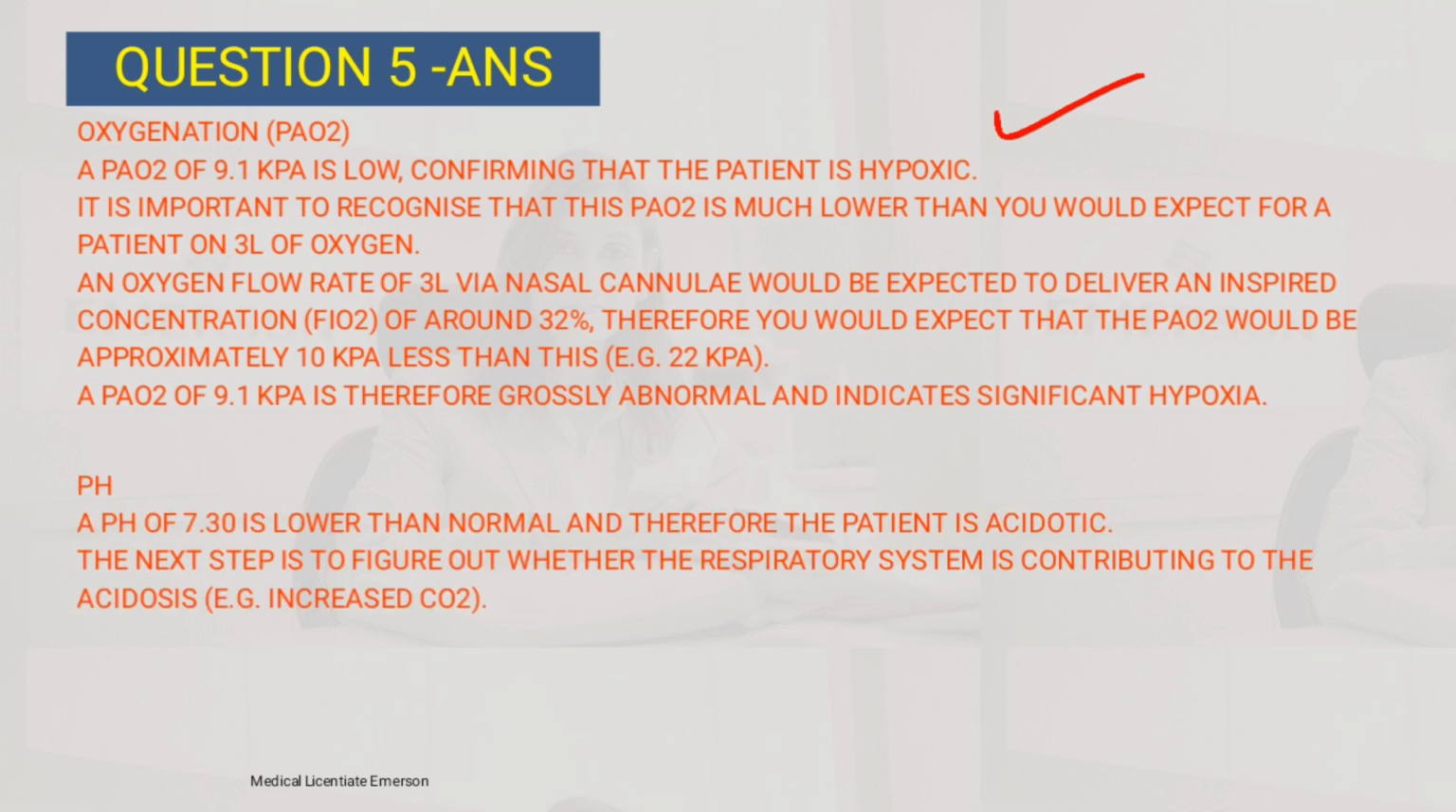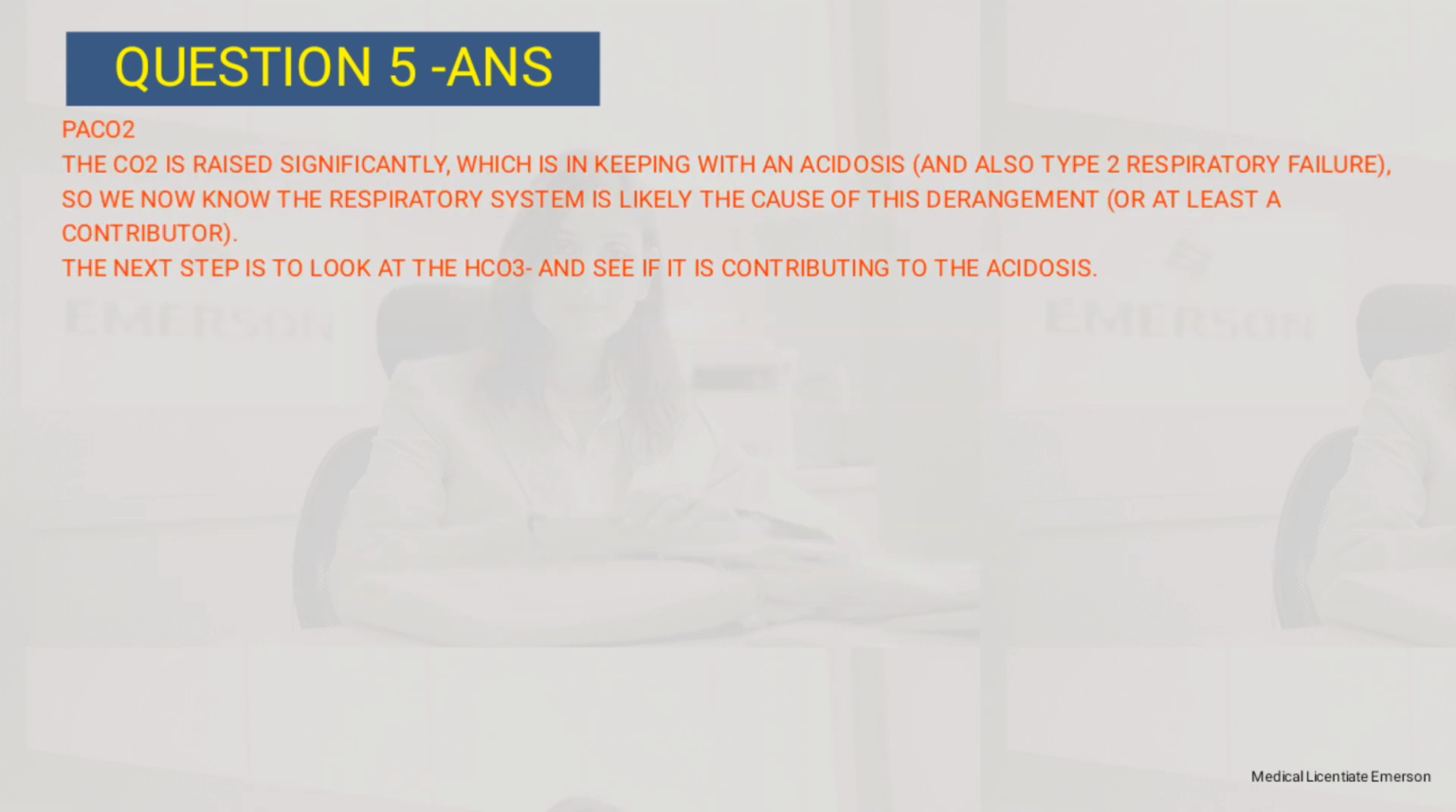Okay, so the pH of 7.3 is lower than normal, and therefore the patient is acidotic. The next step is to figure out whether the respiratory system is contributing to the acidosis. So, there should be increased carbon dioxide. In this case, the partial pressure of carbon dioxide is raised significantly, which is in keeping with an acidosis and also type 2 respiratory failure. So we know that the respiratory system is likely the cause of this derangement, or at least a contributor.